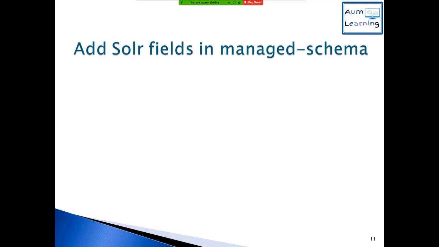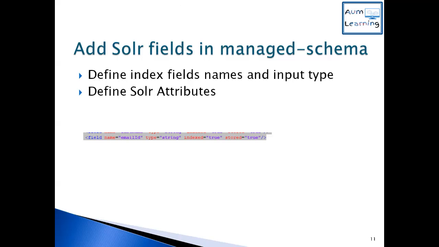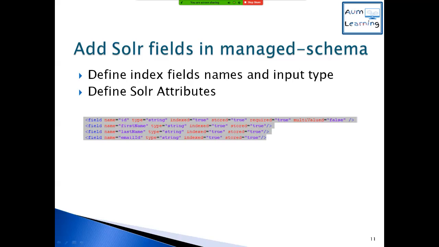The next step is we need to add Solr fields in the manage schema. So there are two steps. First, we need to define index field names. Index field name is nothing but the Solr index field name, which we defined earlier in the DB data config file. And the input type, what the input type is for those fields, whether it's integer, string, boolean, anything, we can specify that. And the next is we need to define Solr attributes. So let's look into this.